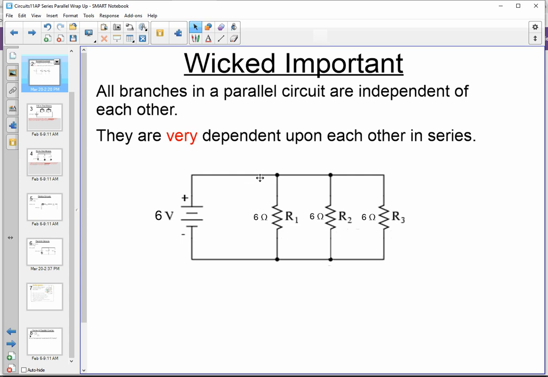Now, this rule comes into play when one starts adding and removing branches, and many test questions will ask what happens to the current through branch 1 when you remove the resistor in branch number 3. And the answer is that nothing is going to happen to the current down branch 1 or branch 2 if you remove the resistor from branch 3.